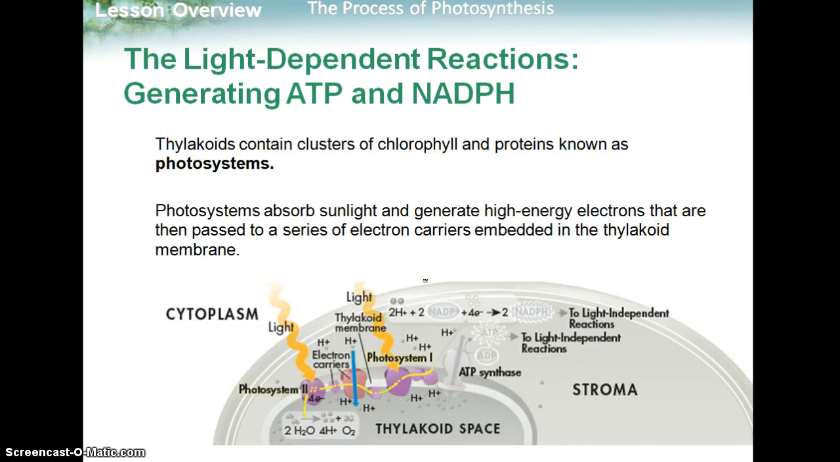If we were to zoom in on the thylakoid membranes, we could see two sets of chlorophyll and enzymes called photosystems. So here is photosystem 2, and here's photosystem 1. These sets are going to work together during the light-dependent reaction. The first is called photosystem 2, also known as PS2, and the second is called photosystem 1, or PS1.